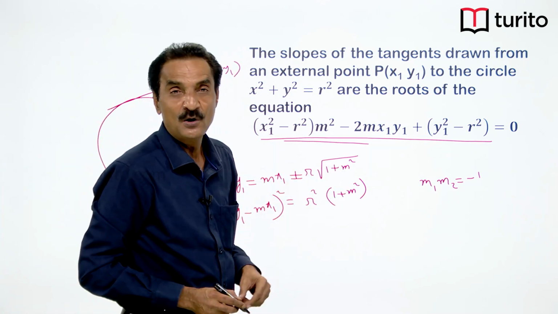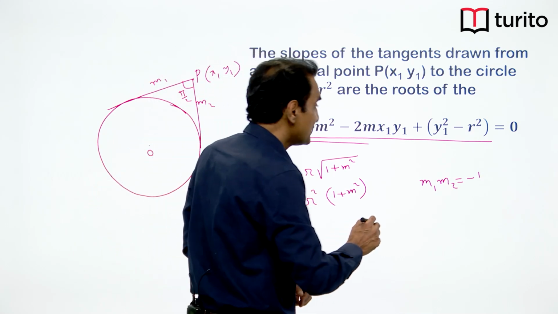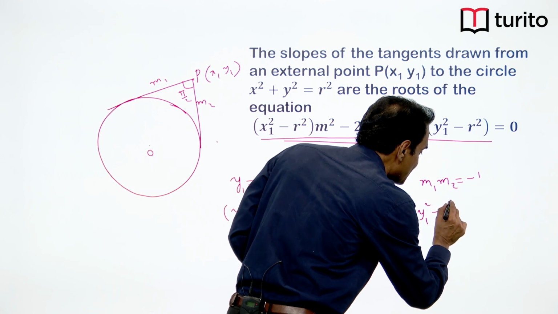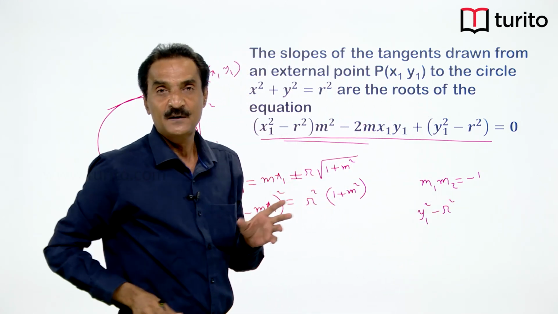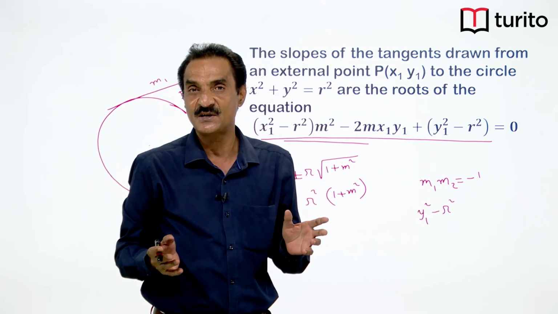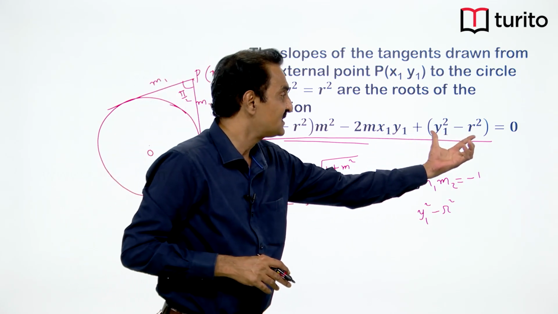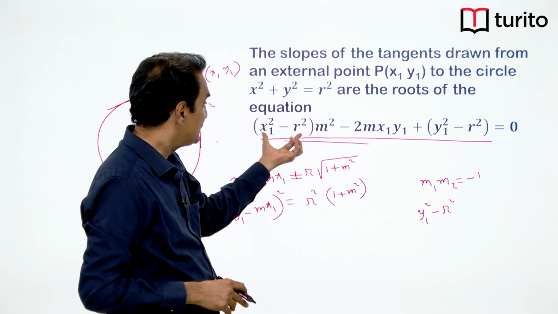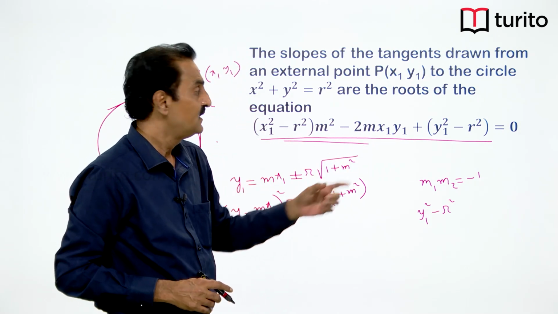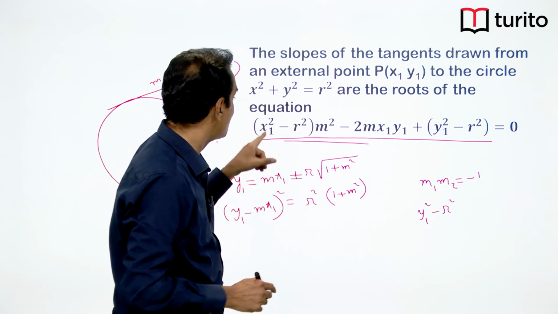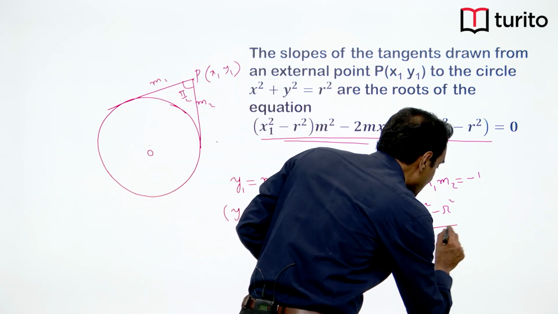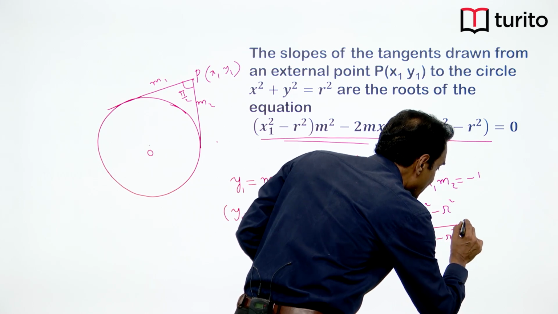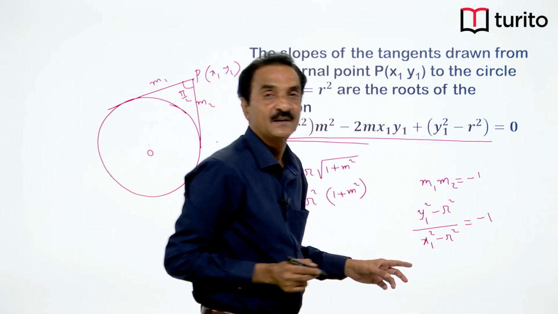What is the formula for the product of the roots? All of you know the formula for the product of the roots of a quadratic equation, c by a. C means the term independent of m, a means the coefficient of m square. So, y1 square minus r square upon x1 square minus r square is equal to minus 1.